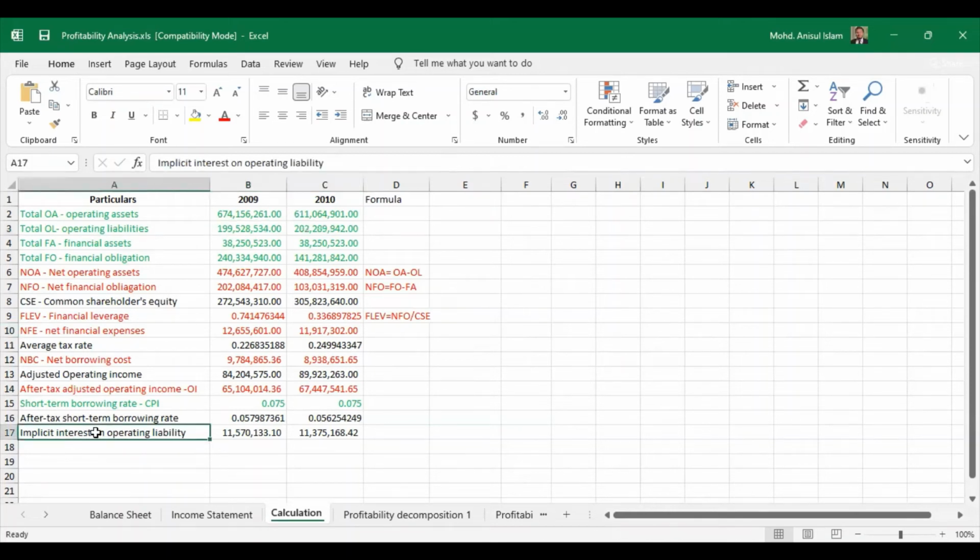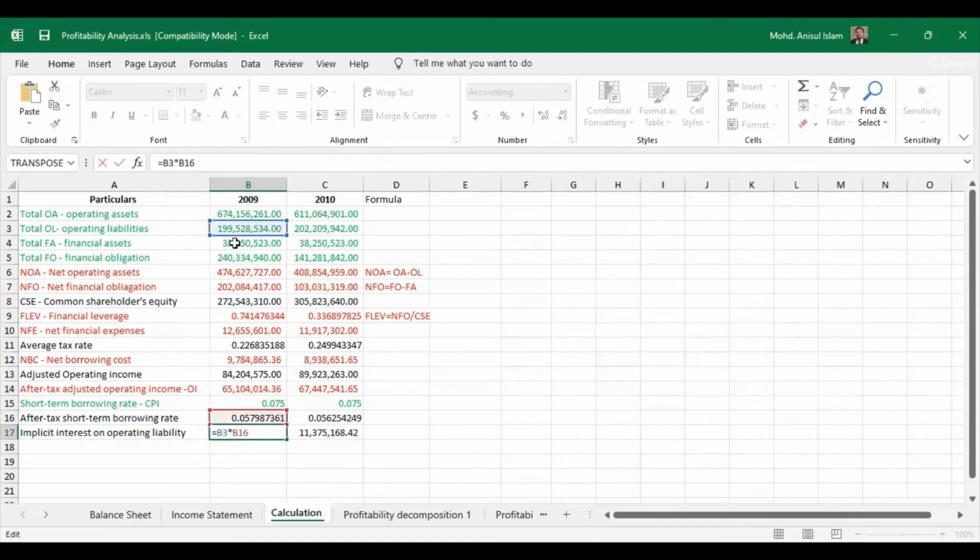And here you see that after tax interest payment matters again, and we have calculated the after tax interest rate, which is around 5.5 or 5.6 or 5.7% in our case. So we estimate the implicit interest payment by multiplying this after tax interest rate with the operating liabilities. Let me show you the calculation again. What we have done, we have taken the operating liabilities and multiplied it by our proxy for the cost of operating liabilities, or the after tax short-term borrowing rate.